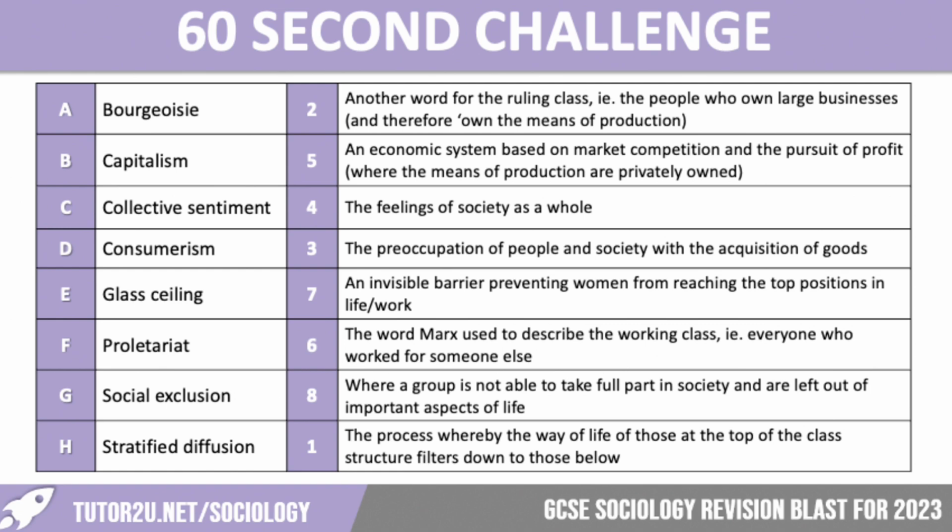F6 is the proletariat, the word Marx used to describe the working classes, i.e. everyone who worked for someone else. G8 is social exclusion, where a group is not able to take full part in society and are left out of important aspects of life. And then right at the bottom we've got H1, stratified diffusion, the process whereby the way of life of those at the top of the class structure filters down to those below.